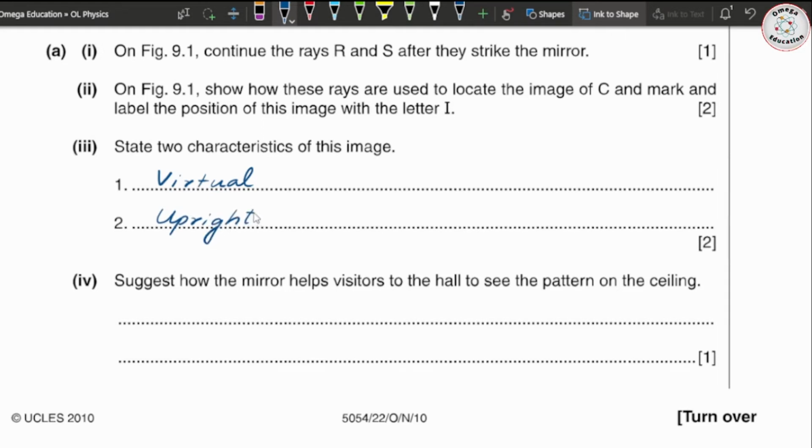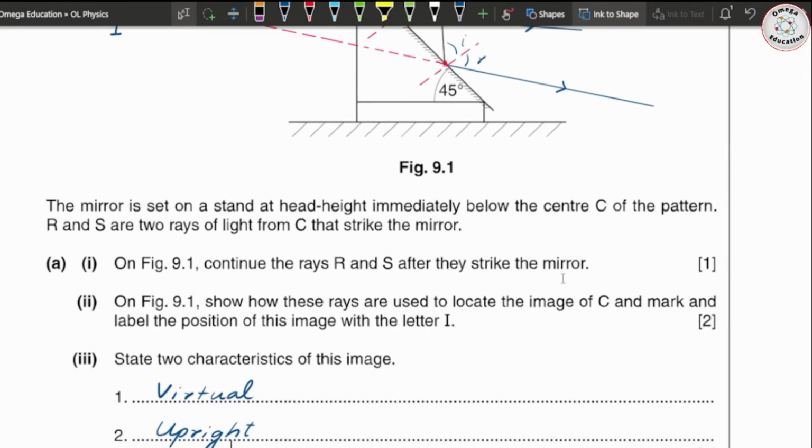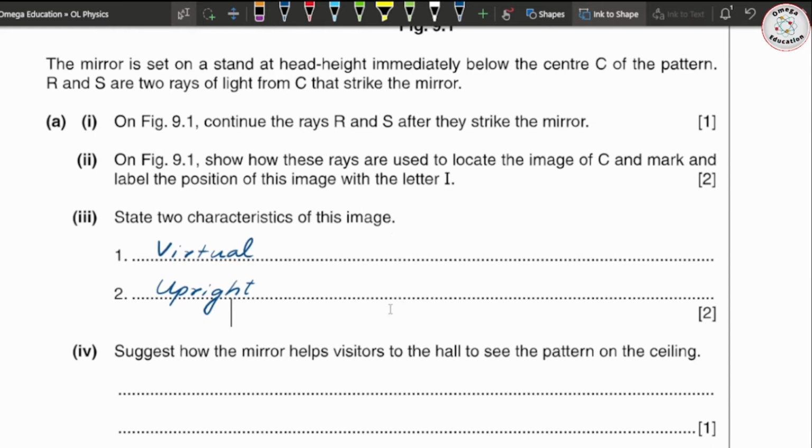These two properties are the properties of any image that is formed by a mirror. It is always virtual, and we differentiate a virtual image from a real image in such a way that a virtual image is an image that cannot be projected on a screen. The rays of light are not actually intersecting, rather we extend the rays backward and we make them intersect.